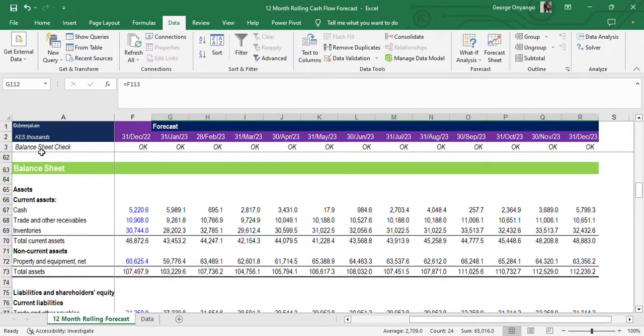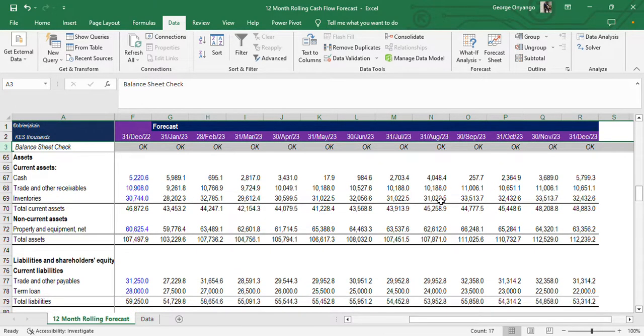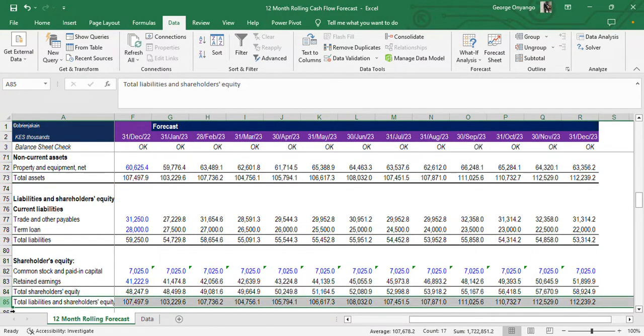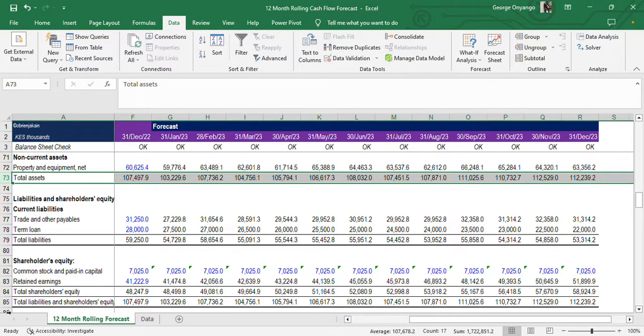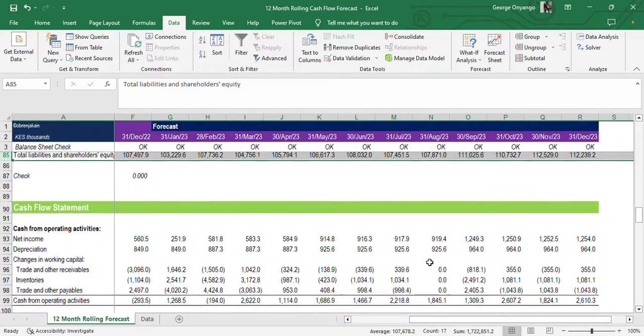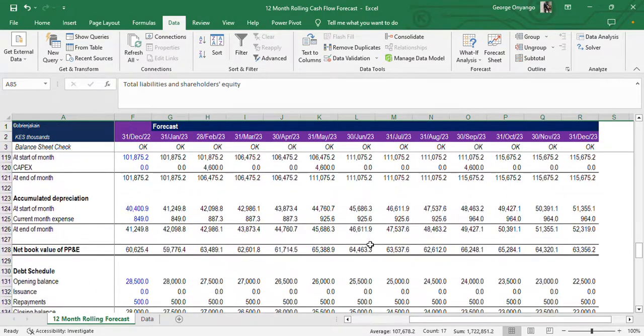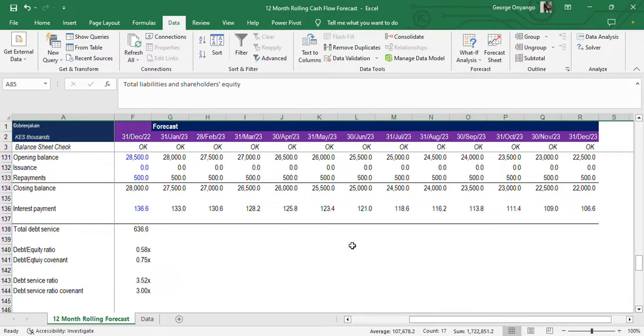And as you can see, our balance sheet check is reading okay. When you look at the total assets and the total liabilities plus shareholders' equity, they are the same. If you look at this and this, they're the same. So that means that whatever we have been doing there is right. The only remaining part is now to complete the supporting schedule, because they will also help us to do other things.